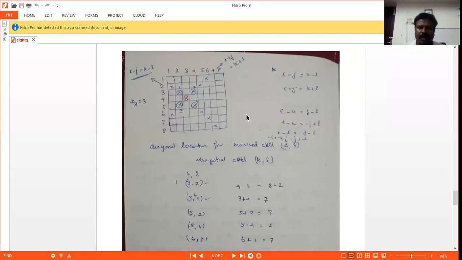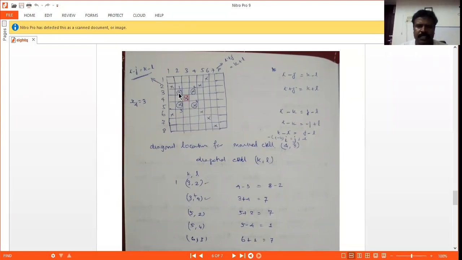Now how can we calculate it? The current position is this one, which is the fourth row, third column, 4 comma 3. So the diagonal locations for the marked cell in a 4 cross 4 board are the fourth row and third column. Now how can we calculate the other cells of the diagonal?